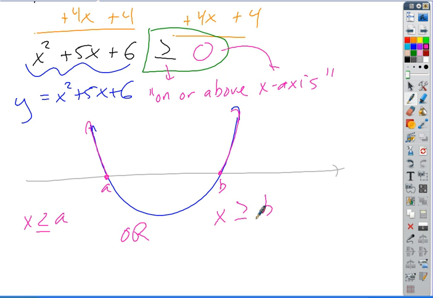My answer is going to look like x is less than or equal to that number, or x is greater than or equal to that number. Guaranteed, that's my answer. But just what are those numbers? How do I find out? I want to set this thing equal to 0 to find out where the x-intercepts are, where the boundaries are, right?